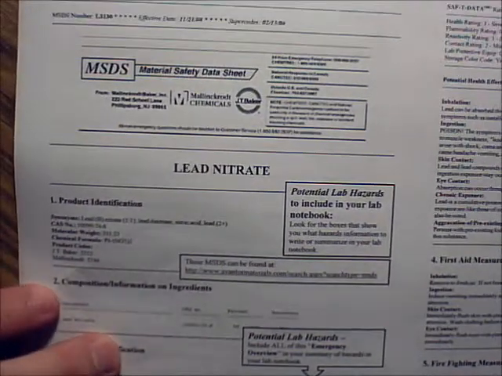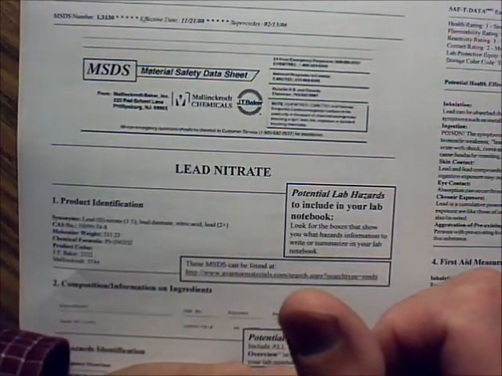All right, so we're getting ready for a lab, and I want you to first look at the MSDS sheet that you actually have two of them.